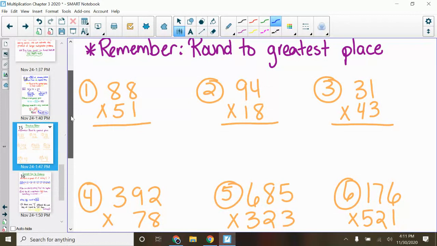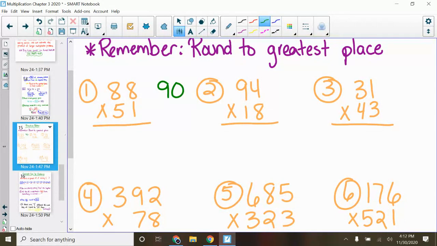So if the first number is 88, I'm going to round that number to the highest place. In 88, the highest place would be this 8 right here because it's sitting in the tens place. And if I round and I look at the number to the right, you should be telling yourself that that number next to it is 5 or more. So this 88 is going to round up to the number 90.